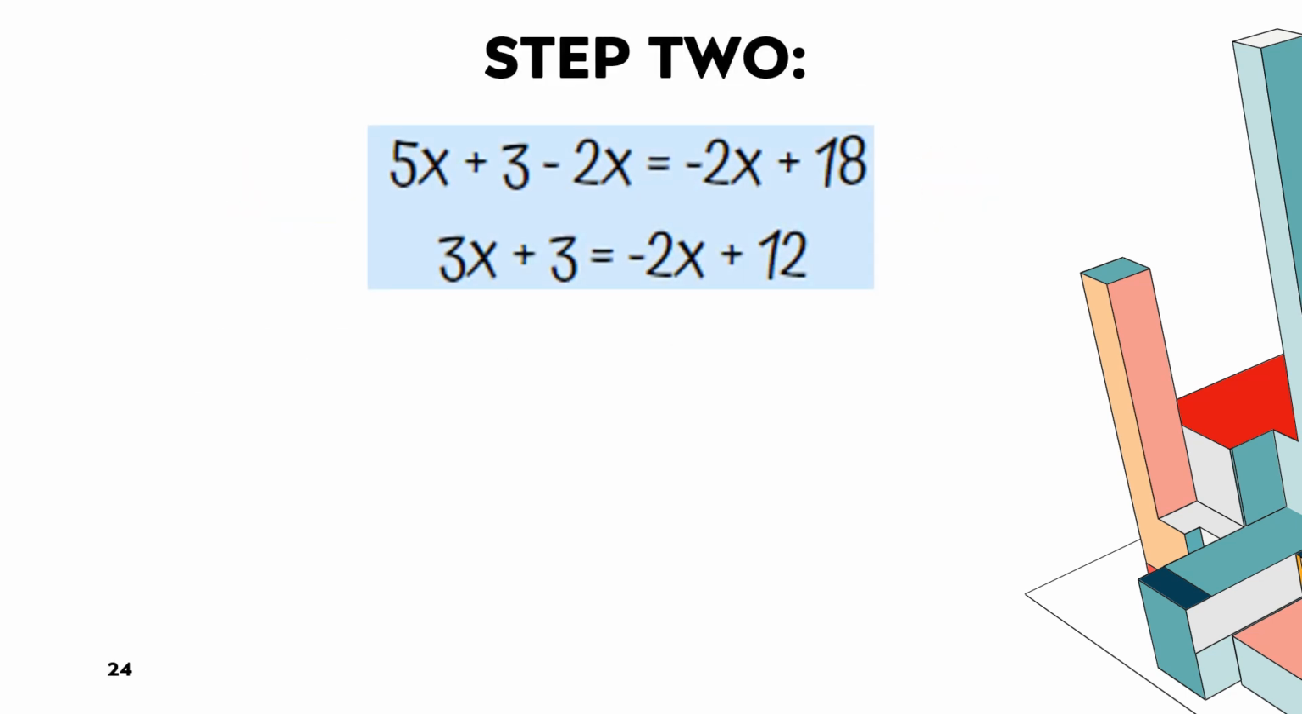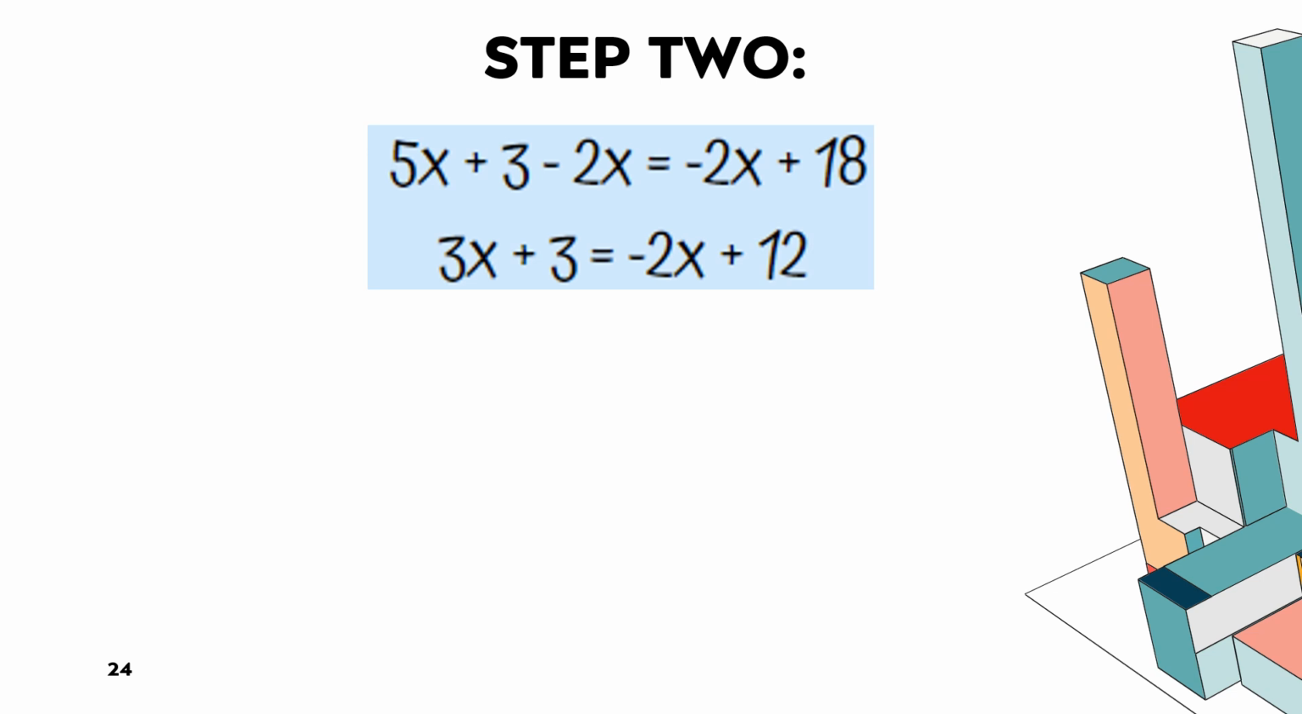In step 2, we will combine like terms one side of the equation at a time. On the left side of the equation, we combine a positive 5x and a negative 2x, which gives 3x. Remember, combining a positive and negative number is the same as subtraction. There is nothing to do on the right side of the equation. So, we just rewrite it. We now have a new problem, as seen here. It reads, 3 times x added to 3 is equal to negative 2x added to 12.